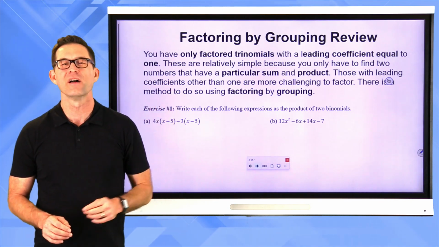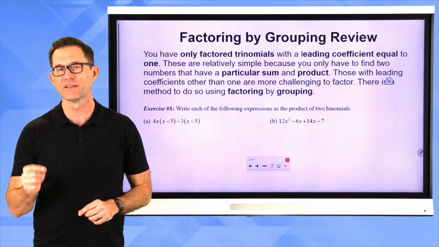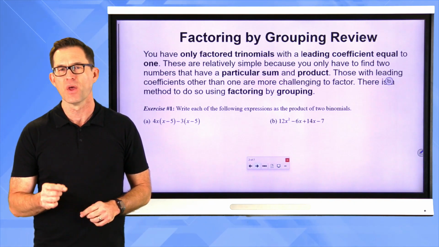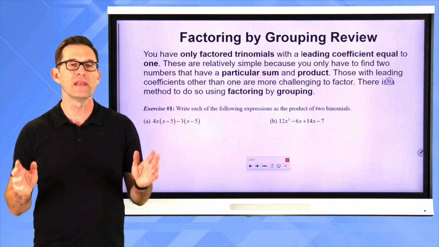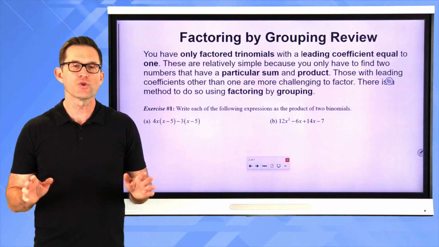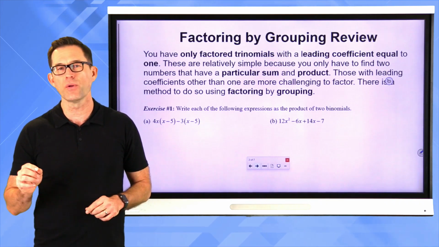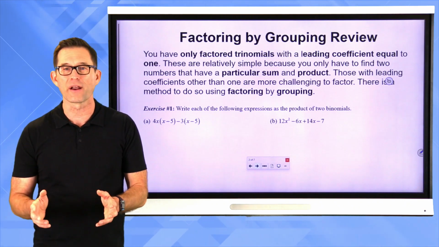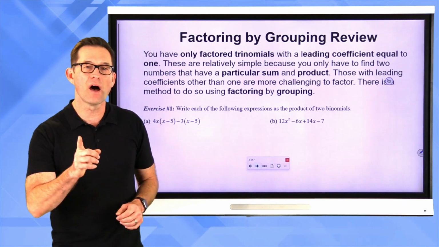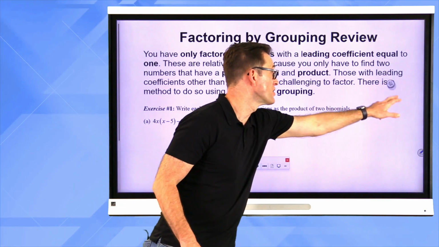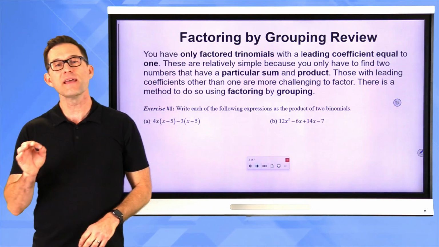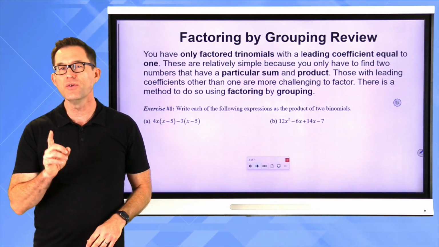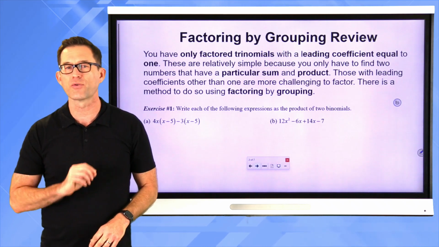All right, but first, let's talk about factoring by grouping, and let's review how to do that from the last lesson. You've only factored trinomials with a leading coefficient equal to 1. These are relatively simple because you only have to find two numbers that have a particular sum and a particular product. Those with leading coefficients other than 1 are more challenging to factor. There is a method to do so using factoring by grouping.